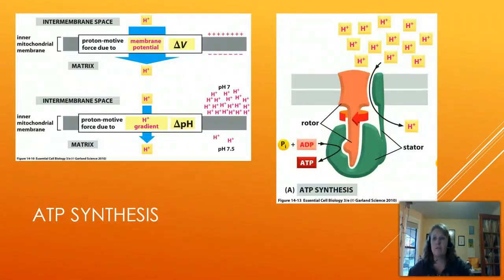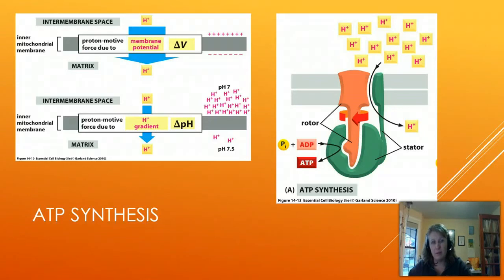So let's look here first. Let's talk about what's going to drive this, and that's that proton motive force I've been talking about. There are two parts to the proton motive force. There's the voltage and there's the pH. And we've talked about both of these when we talked about ion channels.